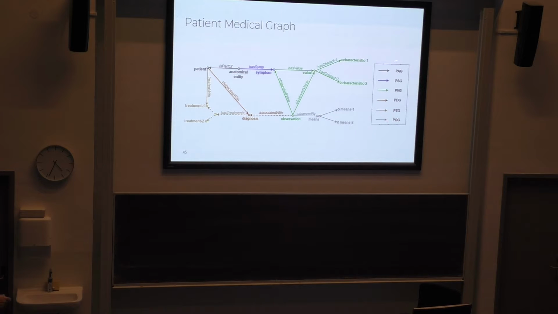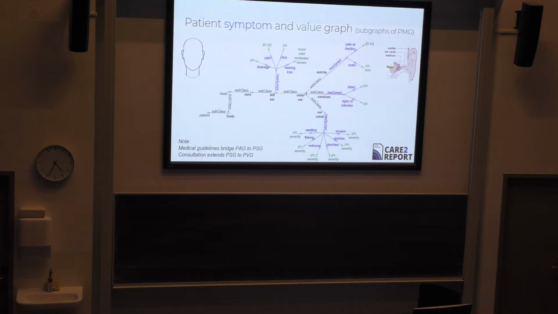And then we have the six graphs, which have different colors. So the anatomy graph, the symptom graph, the value graph in green, the means in gray, the diagnosis in red, and the treatments in orange. So you see here that the left ear has drainage. This is the value graph. Drainage can have a value yes or no. Pain can have a value 1 to 10. Itching yes or no. But hearing loss, so you see all kinds of values for different symptoms.